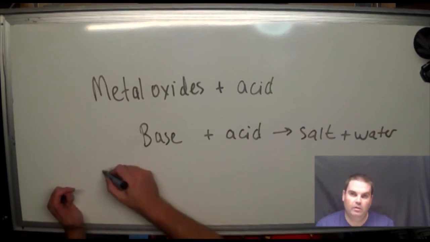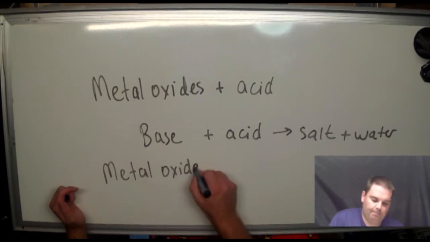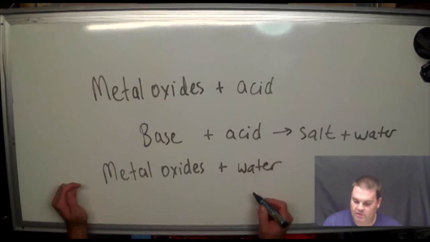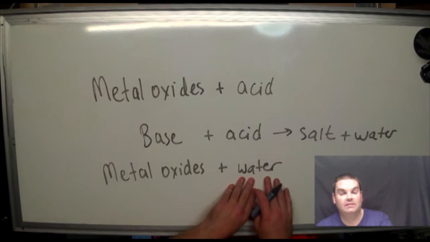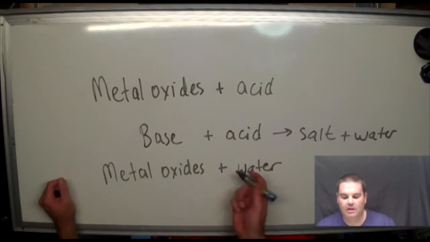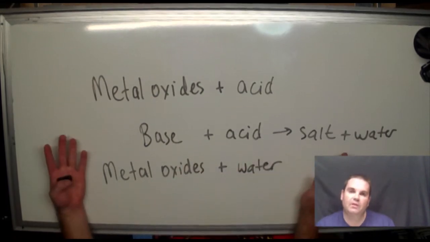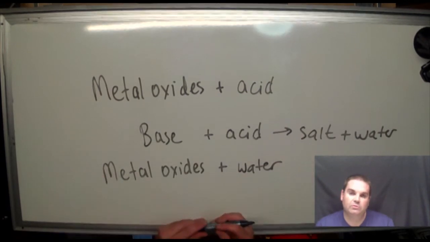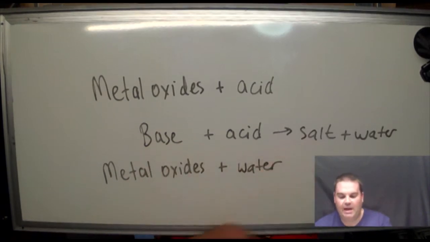You also need to be able to do metal oxides plus water when it's soluble. Basic oxide, water is amphoteric. That means, amphiprotic, it can be an acid or a base. So again, it's a base and an acid. It will give you salt plus water. So it's the same process all the way through. You've just got to be able to look at the pattern and remember the basic principles of acid, base, salt plus water.